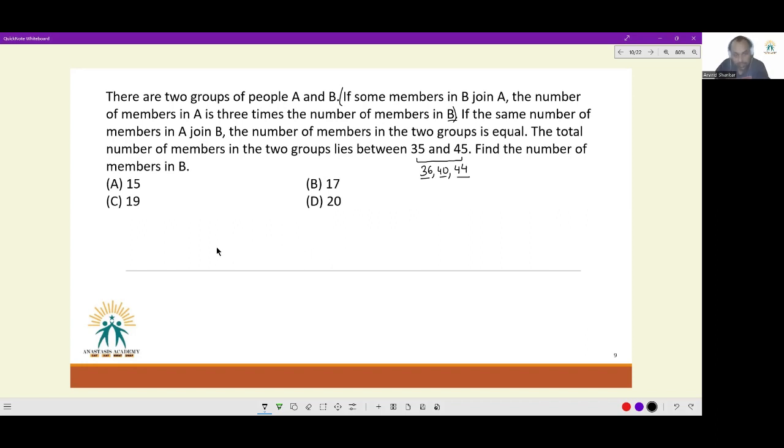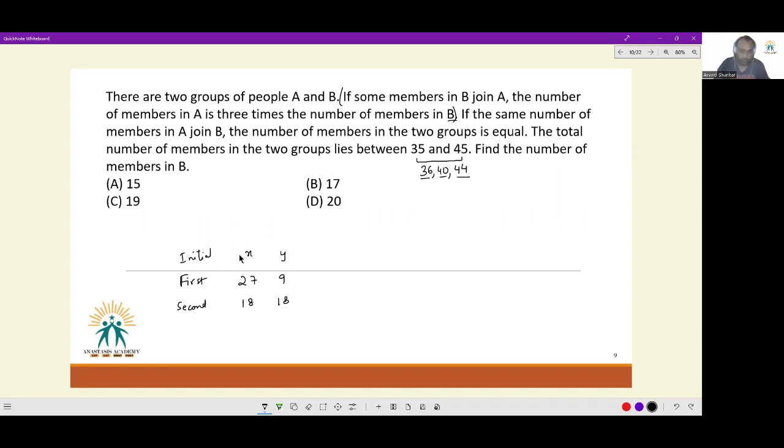Let's say the total count of people was 36. If some members in B join A, the number of members in A is 3 times the number of members in B. So after the first case, I would have 27 and 9 from initial X and Y. And in the second case, I would reach 18 and 18, both those groups becoming equal.